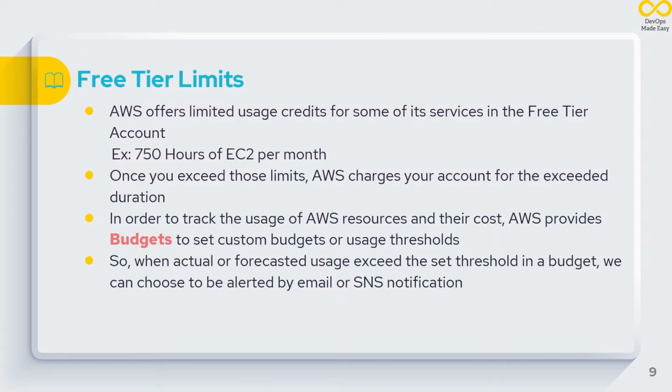As we already know, AWS offers limited usage credits for some of its services inside the free tier account. For example, we get 750 hours of EC2 service per month. But once you exceed these limits, AWS charges your account for the exceeded duration. In order to track the usage of these resources and the actual cost incurred, AWS provides a service known as AWS Budgets to set custom budgets or usage thresholds. So when the actual or forecasted usage exceeds the set threshold in a particular budget, we can choose to be alerted by email or SNS notification.